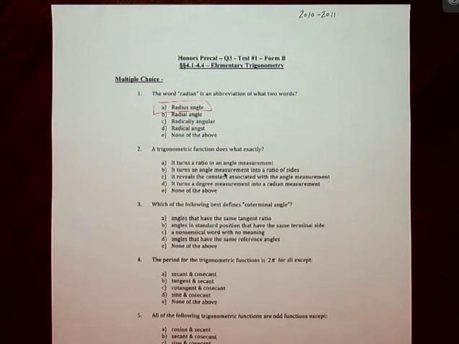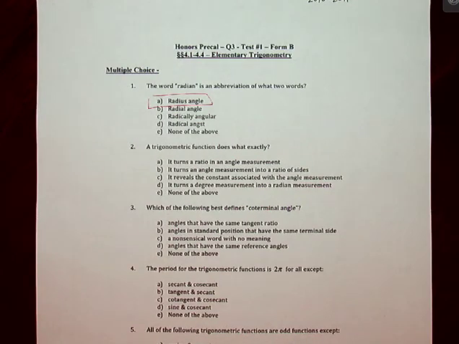Okay. Now, the second one is a little bit tricky because it says a trigonometric function does what exactly? The first two options: it turns a ratio into an angle measurement, and the second one says it turns an angle measurement into a ratio. Let's go ahead and zoom in just a bit more.